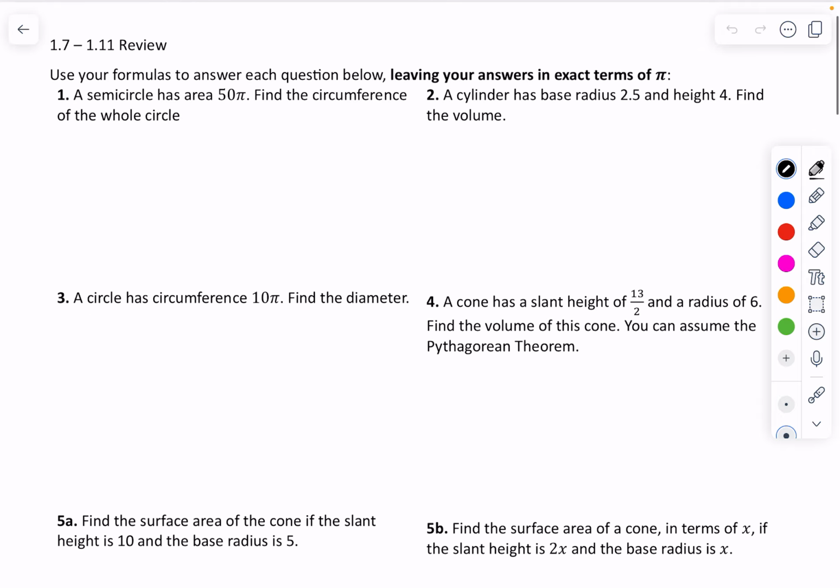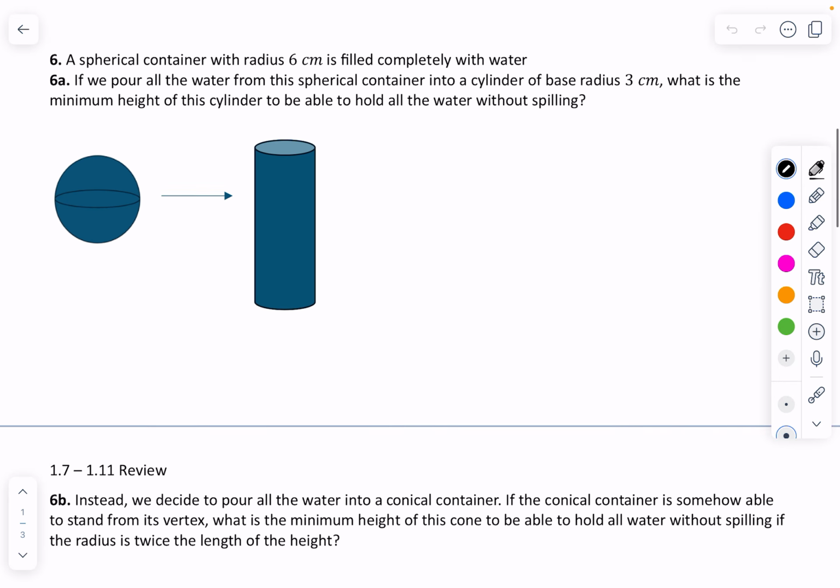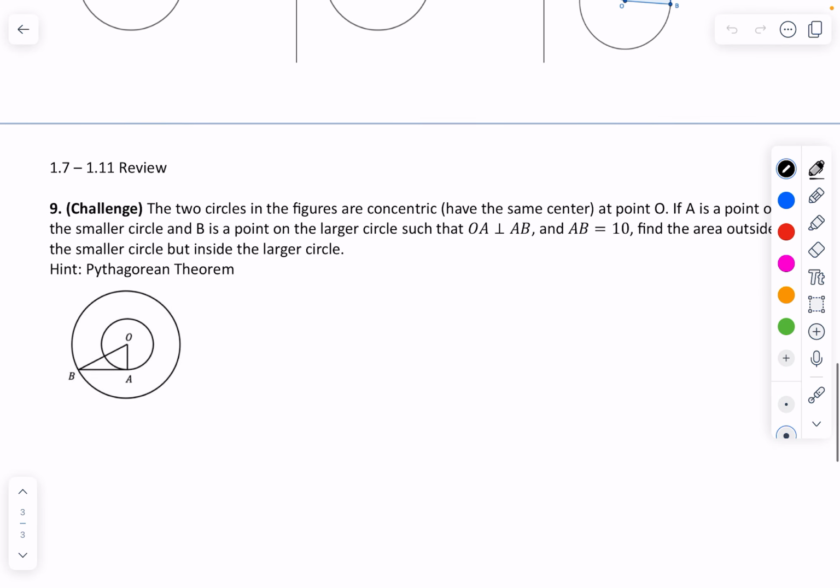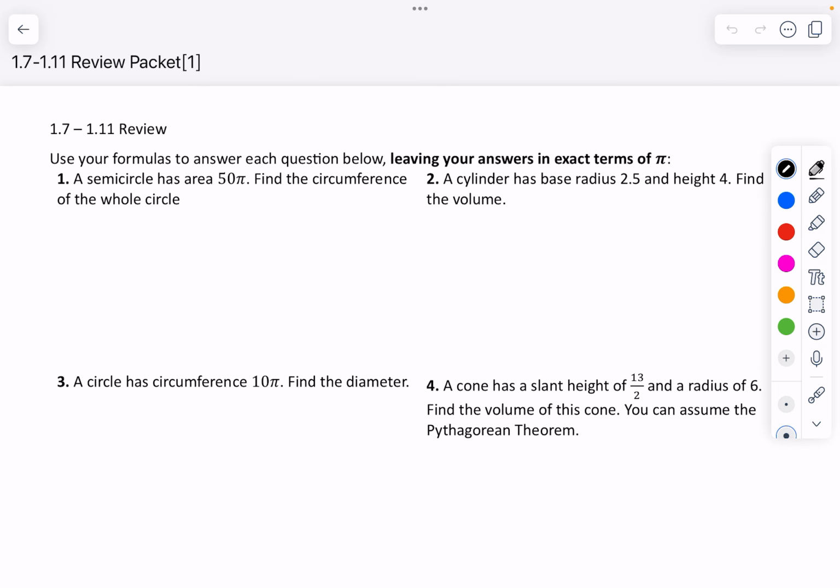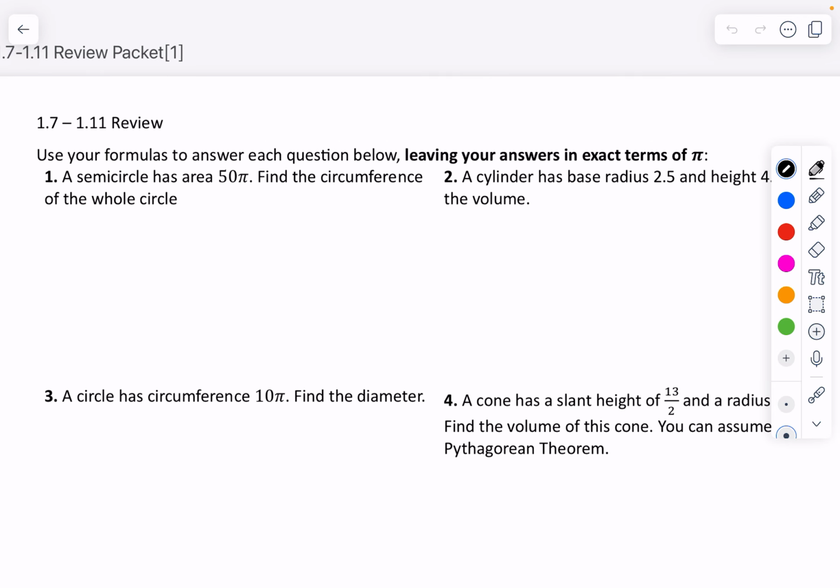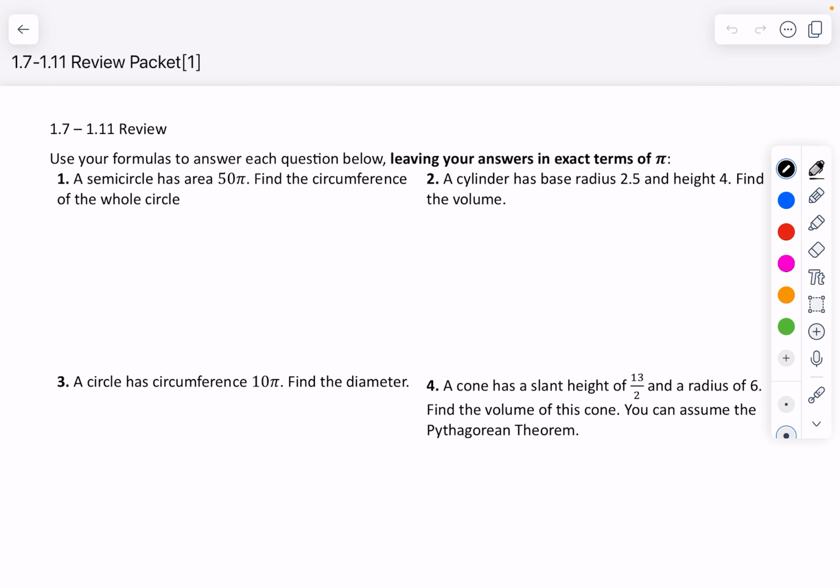Here we'll be going through the 1.7 to 1.11 review, and we'll be going through all the questions from question 1 to question 9 of the review packet, which is also linked in the description below. Alright, so first of all, let's start with a few simpler questions. Use your formulas to answer each question below, leaving your answers in exact terms of pi.